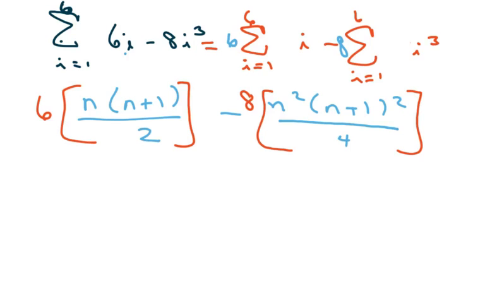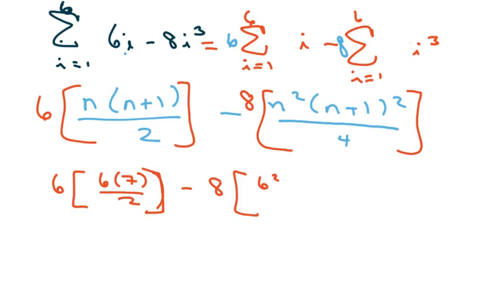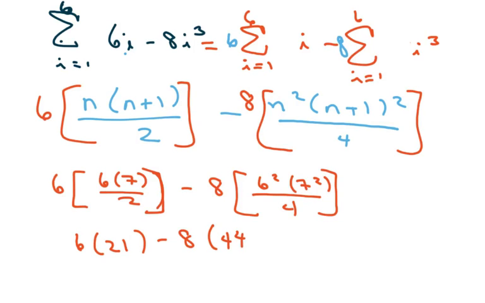And we have a total of 6 terms, so then you just plug in your terms, and you're going to get 6 times 6 times 7 over 2 minus 8 times 6 squared times 7 squared over 4. And you clean all this up, you're going to get 6 times 21 minus 8 times 441 equals negative 3,402.